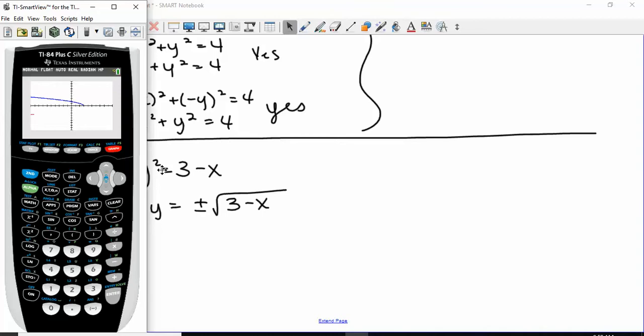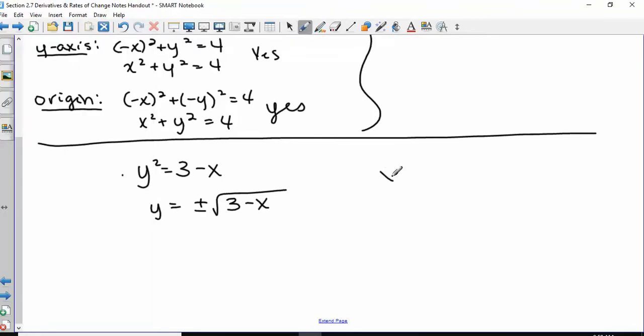So then if I look at this one, if I flip this over the x-axis, does it overlap itself? Yes. What about the y? No. What about the origin? No. So this one is symmetric to the x-axis only.